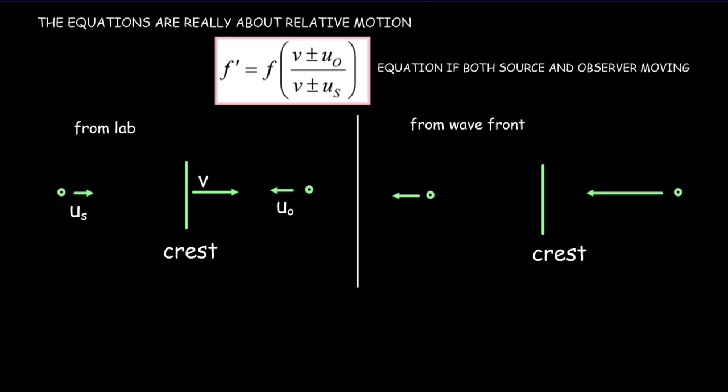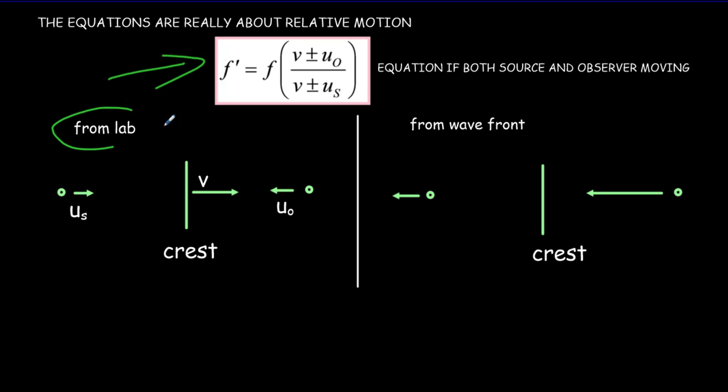Now, you're not responsible for the case where both the source and the observer are moving, but this is the equation you get if you consider the possibility of both the observer and the source moving at the same time. If you look at the other equations, you'll see it's just a combination of those two. And it becomes a very easy equation to understand if we think about relative motion.